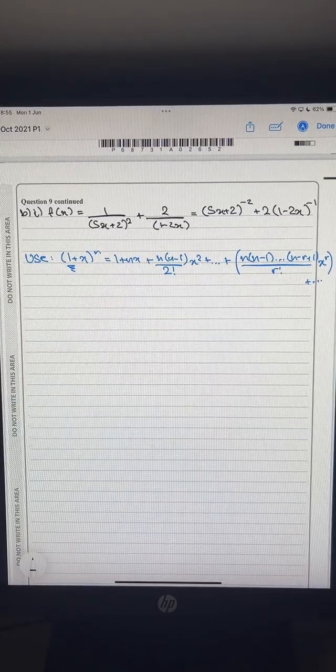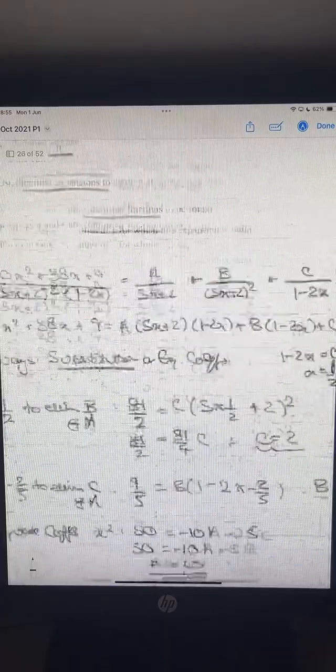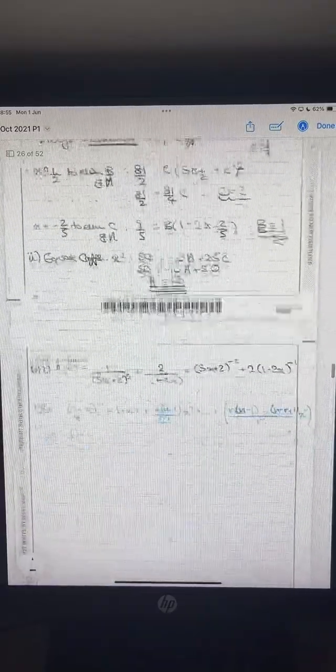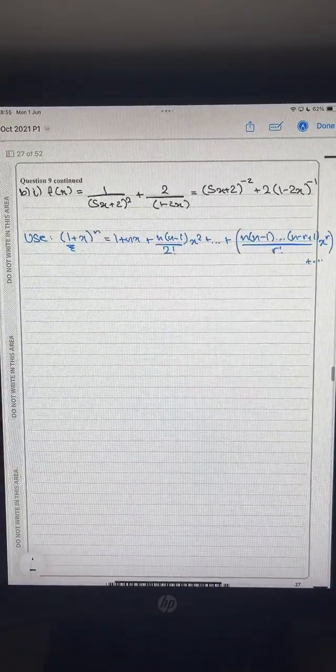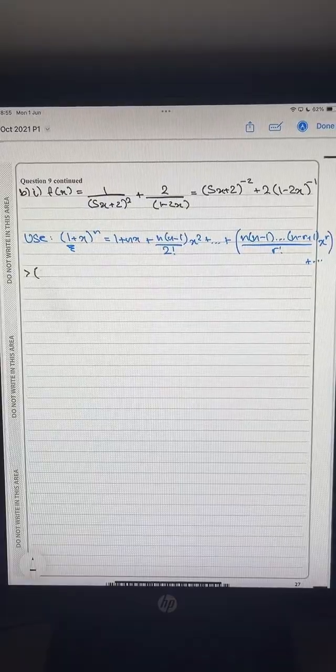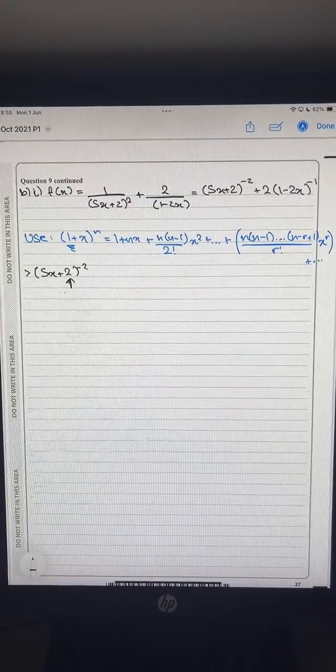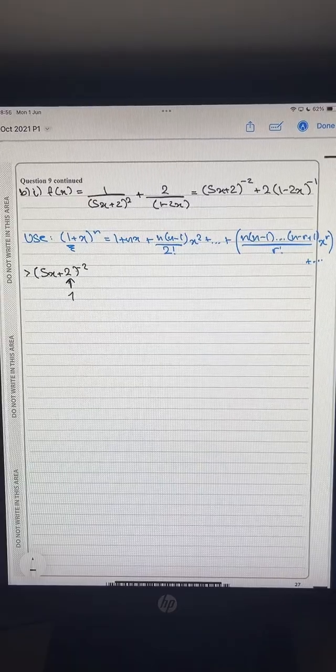So we need to know how many terms we are going up to here. We need to find r, which is the x squared coefficient. So all I need to do is go up to my x squared term. For the first one, I have (5x plus 2) to the power of negative 2. I want a 1 here, so I need to factorize that out and then rearrange, then I can use the formula.